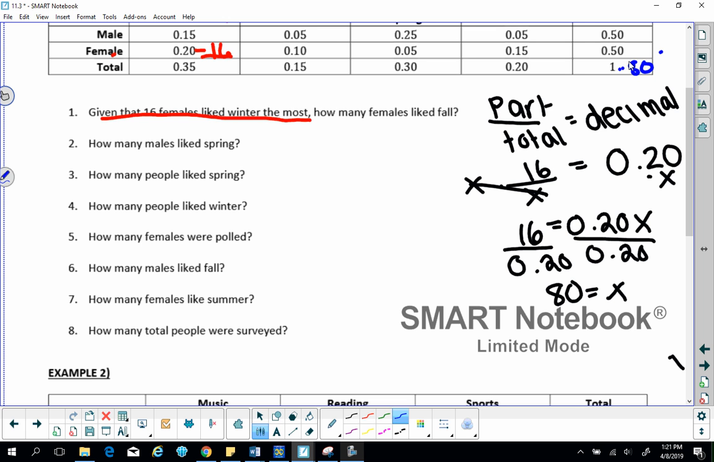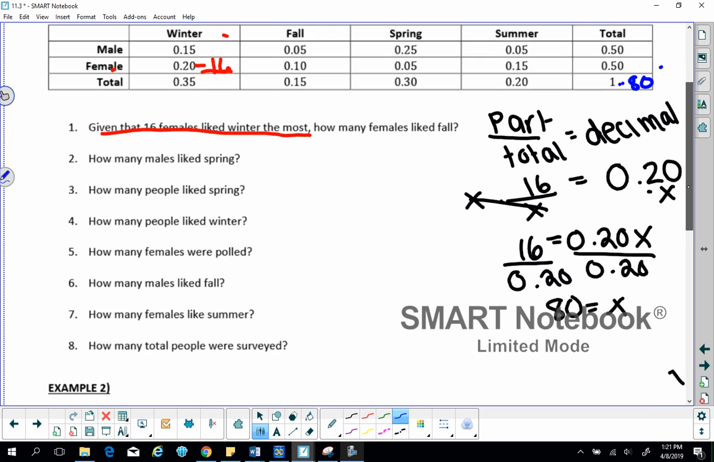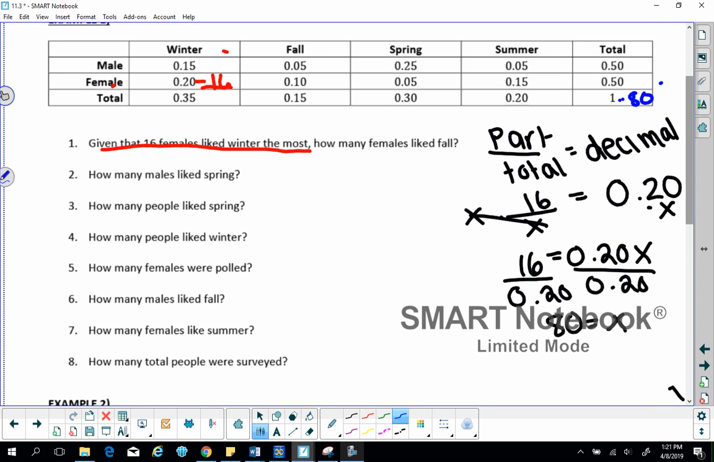Now all you're doing to get each of the numbers is multiplying the total times each of those decimals. So right here, it says how many females liked fall. I need to figure out where is the fall column and where is females. Which number would I be looking at? 0.10, right? All you're doing with that number is multiplying the total, and I showed you why. But you don't need to set it up as an equation every time. I could just know, okay, I multiply that by the total amount of people.